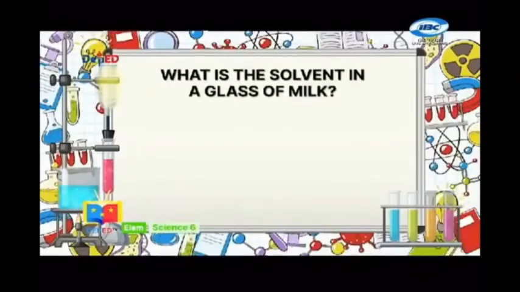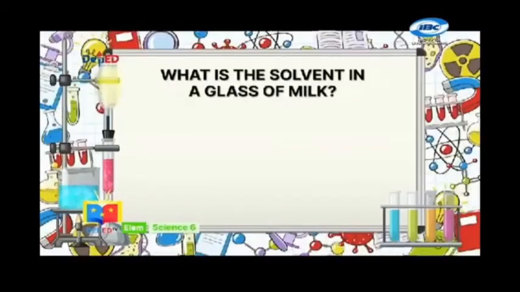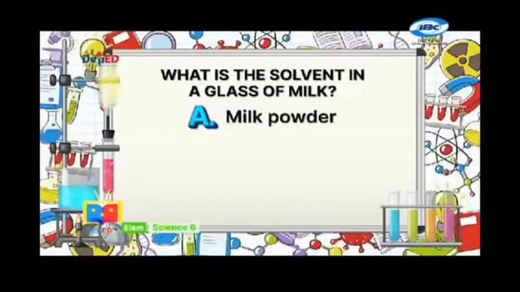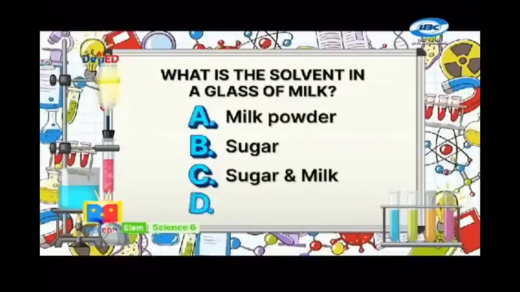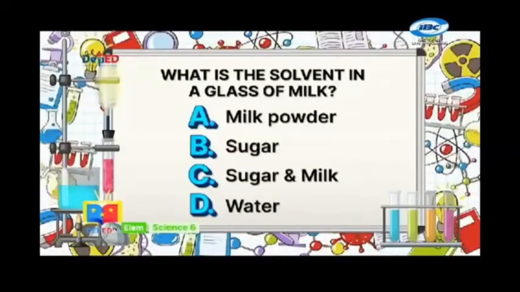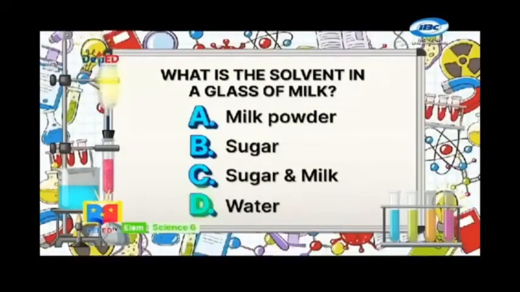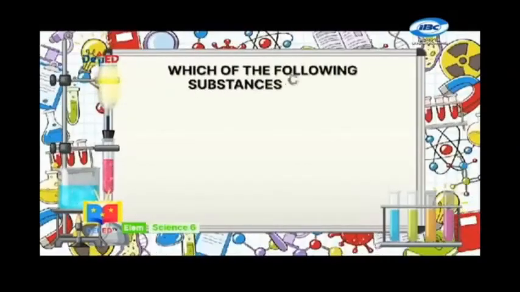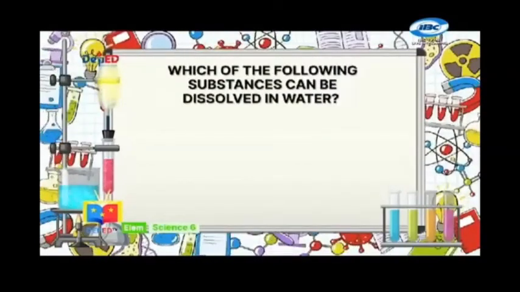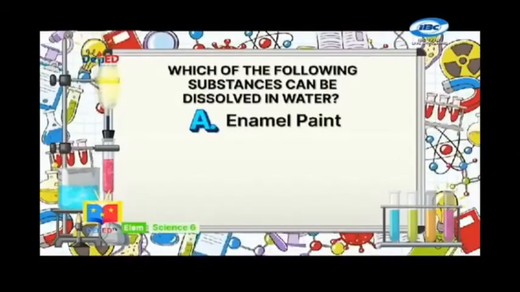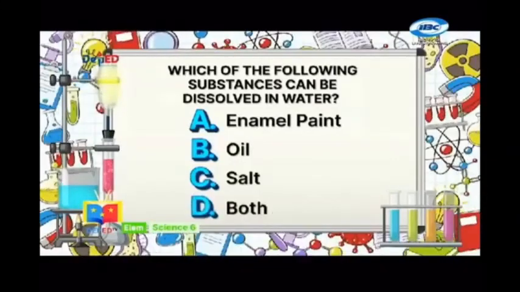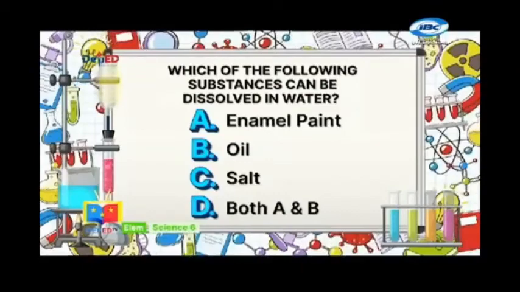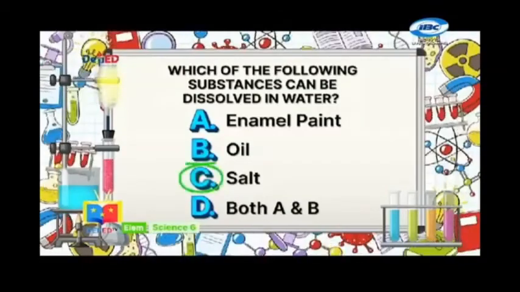Number 4. What is the solvent in a glass of milk? A. Milk powder. B. Sugar. C. Sugar and milk. Or D. Water. The correct answer is D. Water. Number 5. Which of the following substances can be dissolved in water? A. Enamel paint. B. Oil. C. Salt. Or D. Both A and B. The correct answer is C.